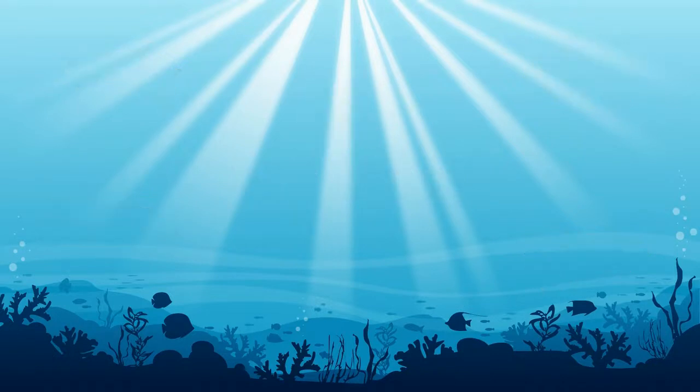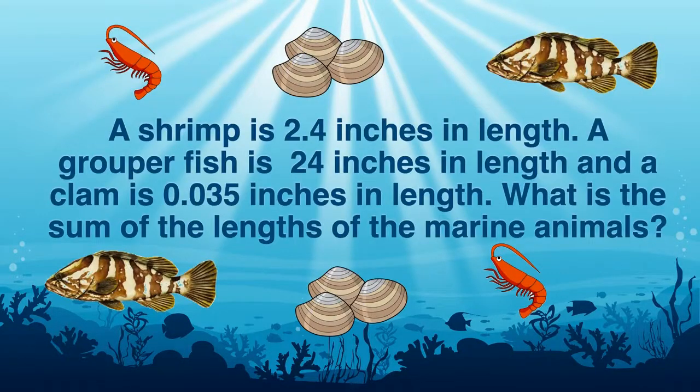I'll read it for you. A shrimp is 2 4/10 inches in length. A grouper is 24 inches in length. And a clam is 0 35 thousandths inches in length. What is the sum of the lengths of the marine animals? Take your time. Remember all of the steps that we talked about. Pause the video, solve the problem, and when you are done, press play and we'll go over the answer.